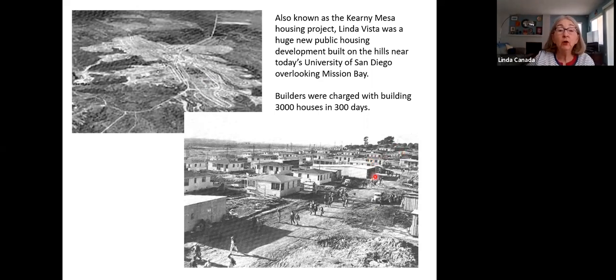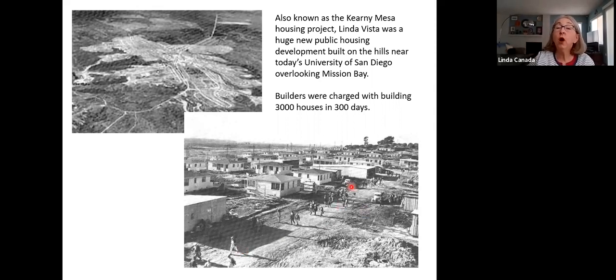In the image down below, you can see people walking down a dirt road. They are not workers walking down the dirt road. They are workers who are walking from these completed houses, and they are headed down to one of the two trolley stops that serves Linda Vista so that the people who could live there could get down to their jobs.